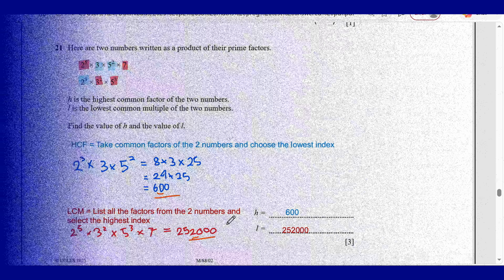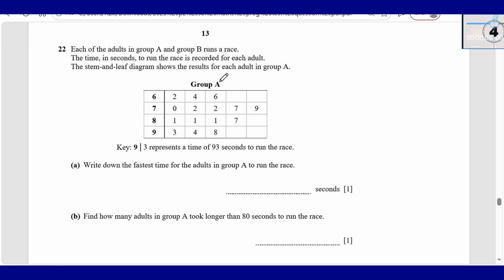Alright, let's move on. Guys, we are now in question 22. Each of the adults in group A and B runs a race. The time in seconds to run the race is recorded for each adult. The stem and leaf diagram shows the result for each adult in group A. Key 9 3 represents a time of 93 seconds to run the race. So 6 7 8 9 2 4 6. So this is the data result for group A. Write down the fastest time for the adult in group A to run the race.